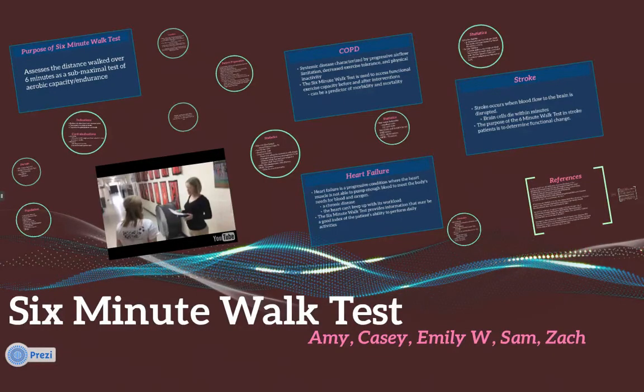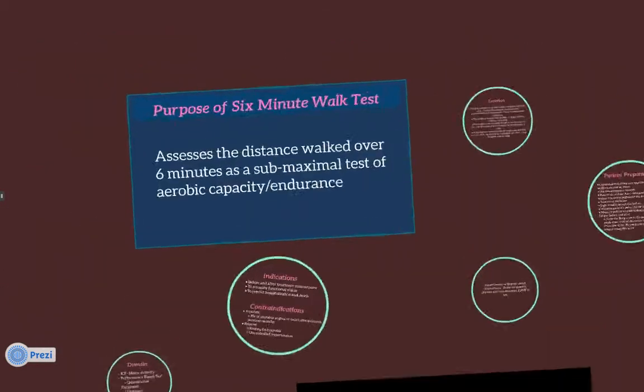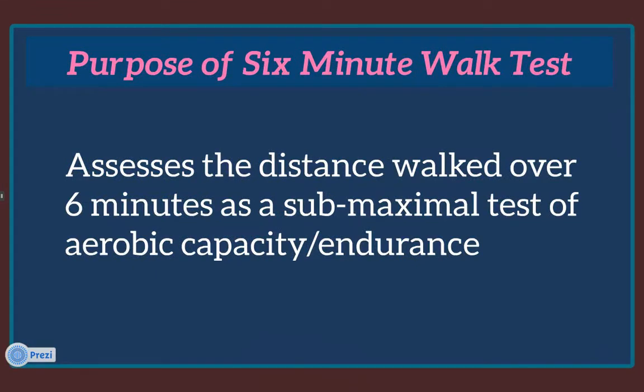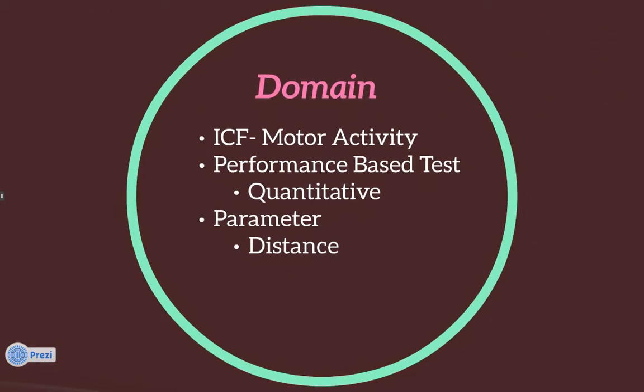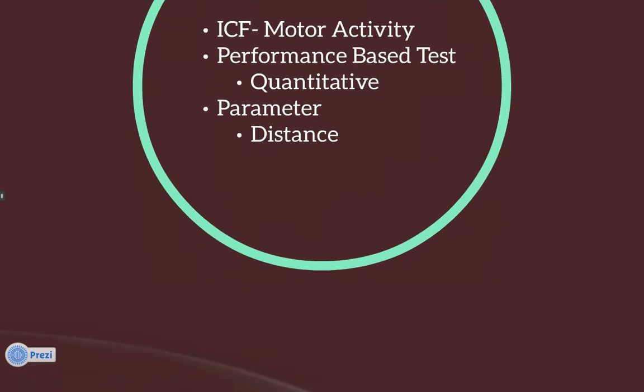This is a presentation about the 6-minute walk test. This test assesses the distance walked over 6 minutes as a submaximal test of aerobic capacity and endurance. The test assesses the activity portion of the ICF. It is a quantitative performance-based test and it is measured by distance.